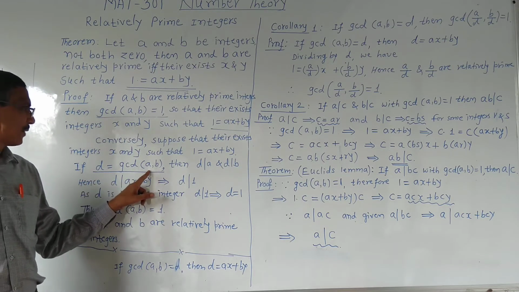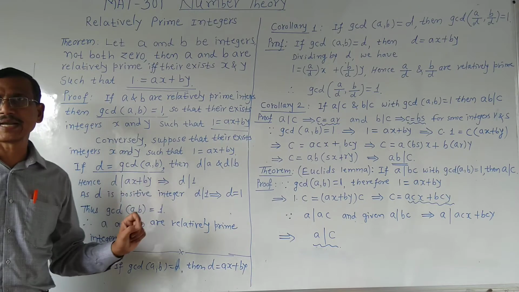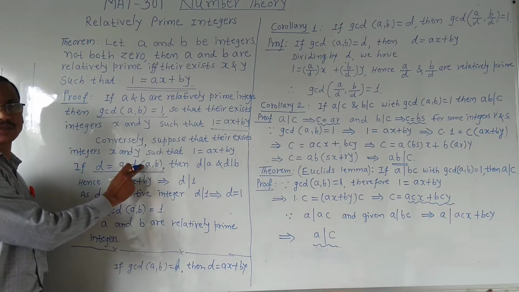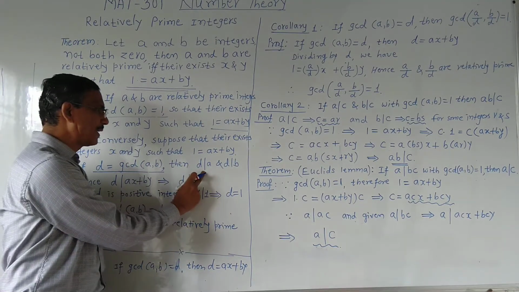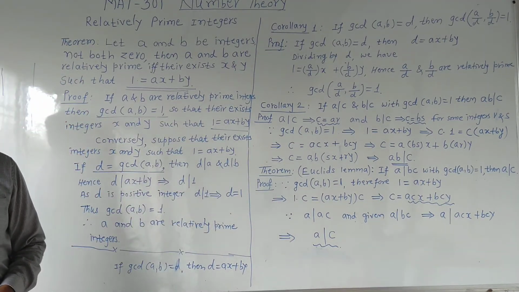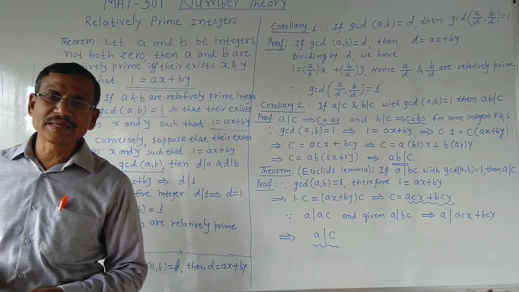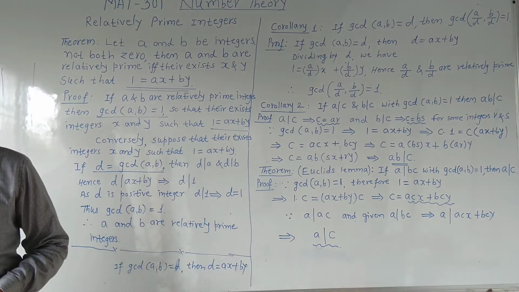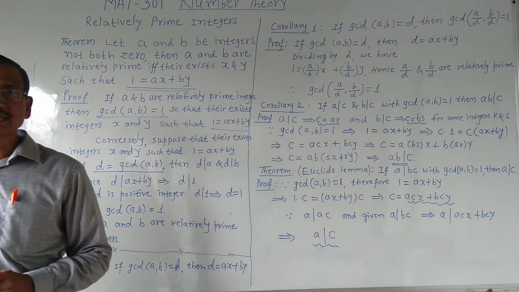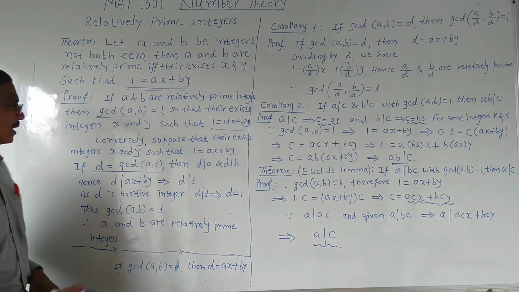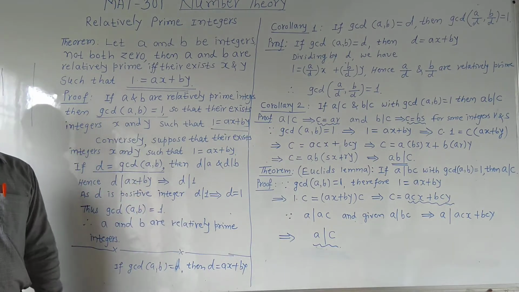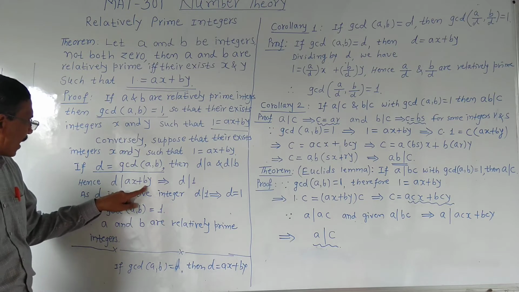As d is the greatest common divisor of a and b, it is a common divisor, which divides both the integers a and b. That means d is a common divisor of a and b, which implies that d divides a and d divides b. In the divisibility article, we have seen that if a divides b and a divides c, then there exist integers x and y such that a divides bx plus cy. Using that theorem, here d divides a and d divides b implies d divides ax plus by.